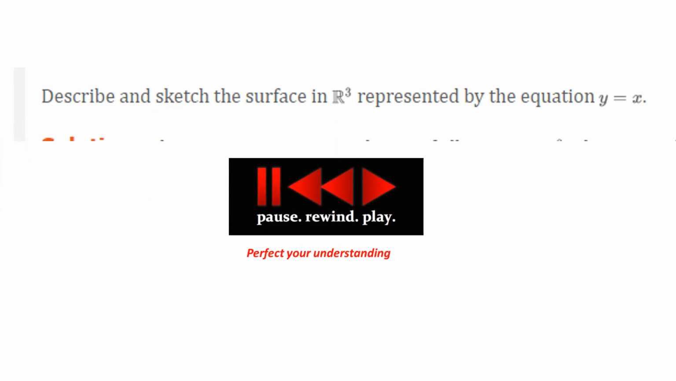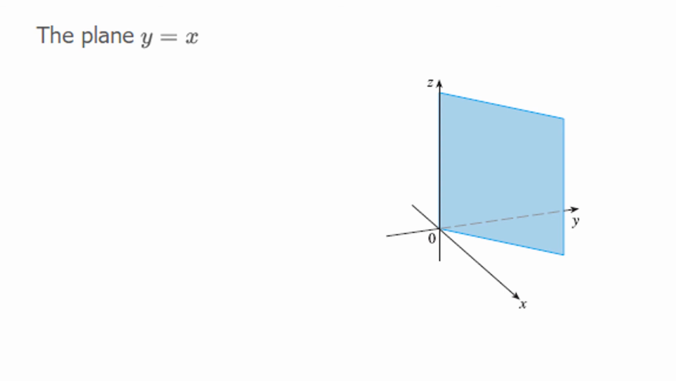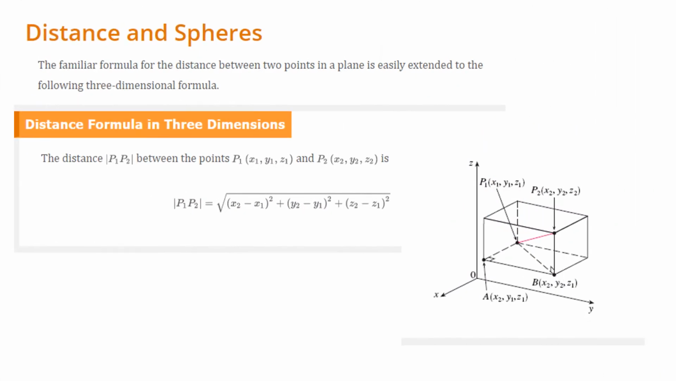Here's another problem for you to give a go at. Describe and sketch the surface in R cubed represented by y equals 8x. Please give it a go. Let's see how you did. Well, it's going to be a plane going through the origin and intersecting the z-axis at any point on the z-axis. So that's the plane and the answer to the question.